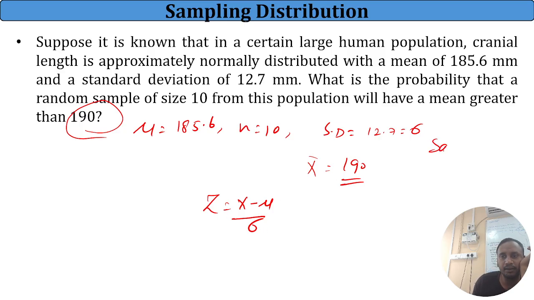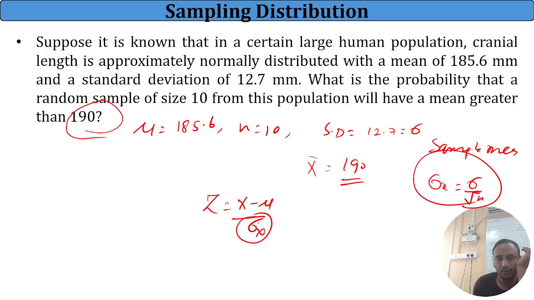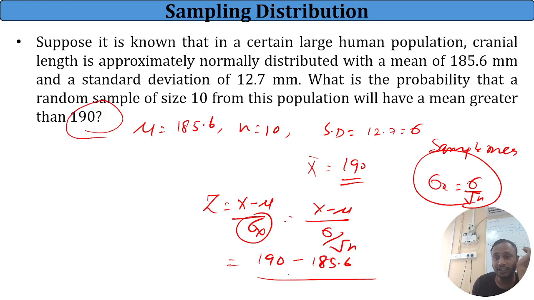But for sample mean, that sigma is going to be sigma upon root n. So effectively this formula will become x minus mu upon sigma upon root n. What is the x value? 190 minus 185.6 upon sigma. How much is the sigma? 12.7 upon root 10. Can anyone tell what is the value of z?